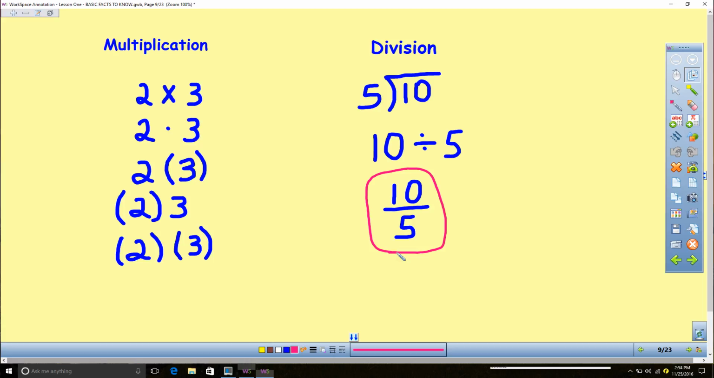But order here is important. This fraction is read from top to bottom. So we read this fraction as 10 divided by 5, which gives 2. If you make a mistake and reverse the order and say 5 divided by 10, you get a totally different answer. You get the answer 1/2. So order is important in division.